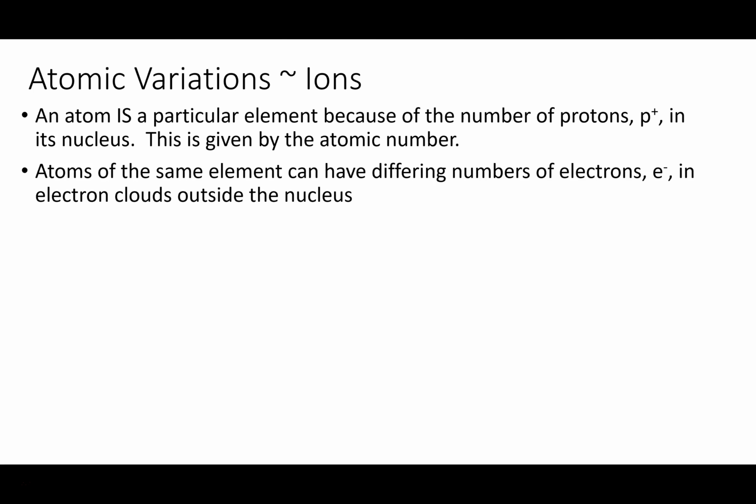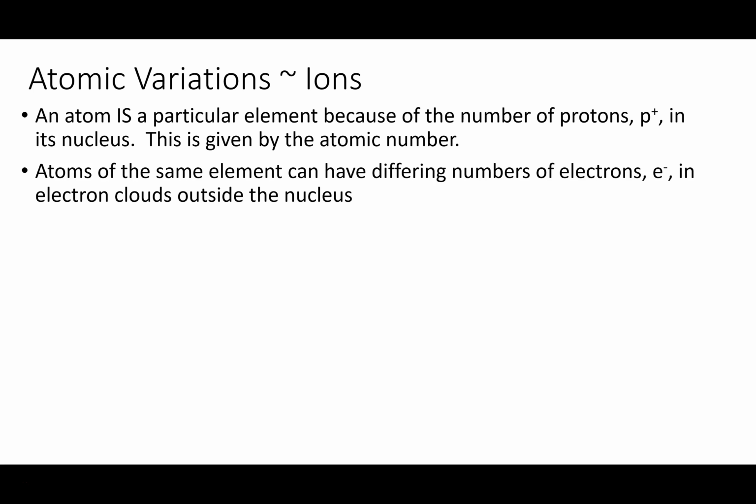So the word ion simply means that you don't have the same number of electrons outside the nucleus. There's either more electrons, which makes it negatively charged, or there's fewer electrons outside in the cloud, and that makes it positively charged. Okay, so those are both what we call ions.